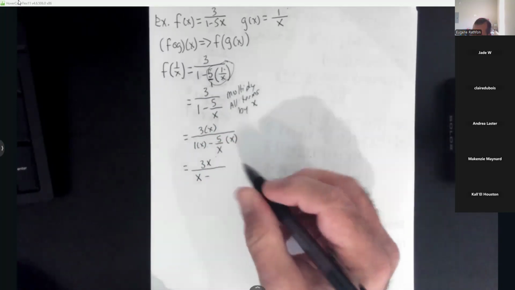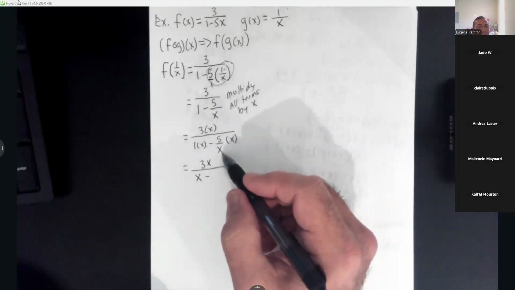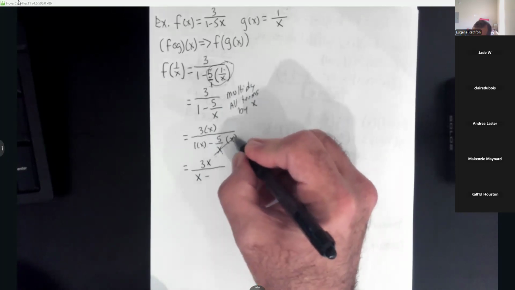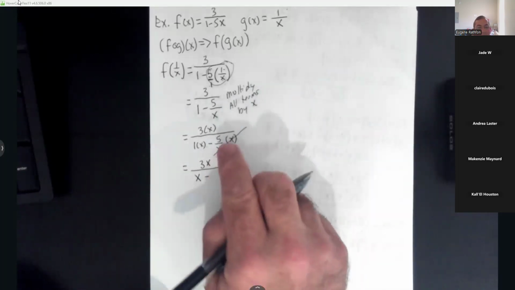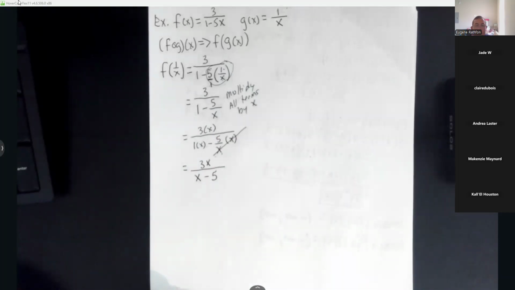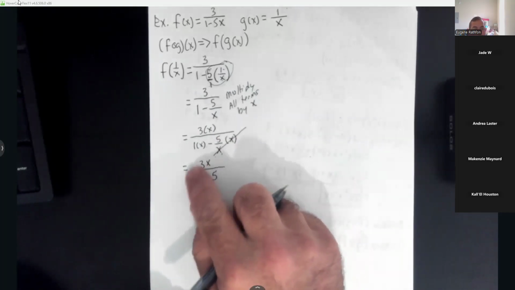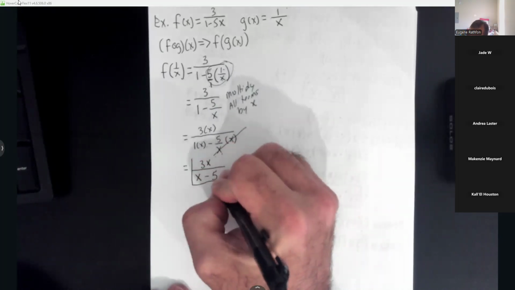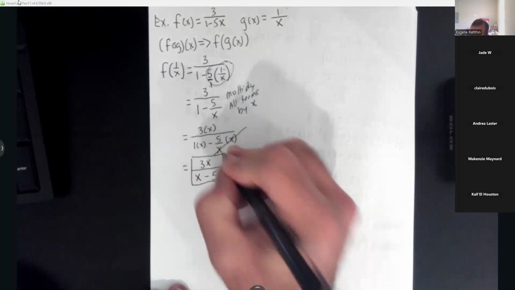But what happens here? My 5 over x multiplied by that x. Look here, those x's cancel. All that's left is the 5. Now this looks like a normal fraction. We cannot go any further, so that would be our answer.